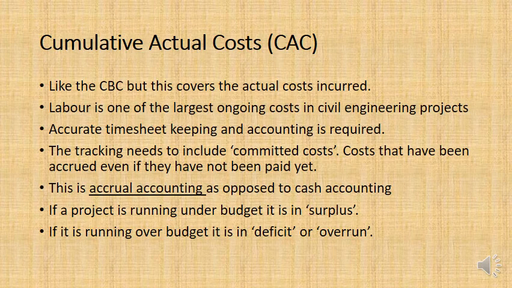Because if it's going over budget, you need to fix it right away. You need to find the money from elsewhere. You need to apply for a loan. You need to alter the project. You need to see if money can be saved in other work packages or what have you. But you can get onto the problem quicker than with cash accounting, with the cumulative budgeted cost.